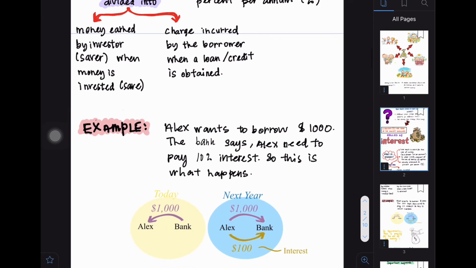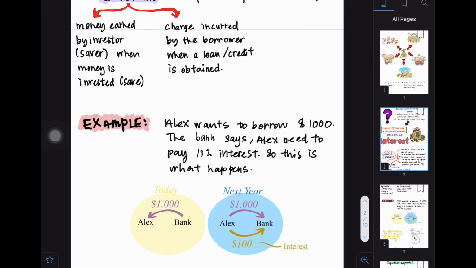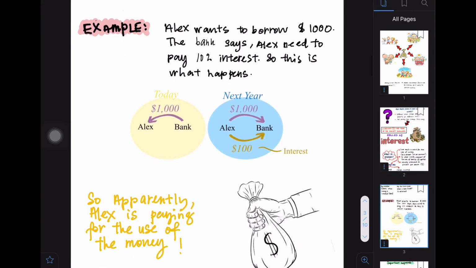So Alex wants to borrow $1,000, and the bank said that Alex needs to pay 10% of interest. So this is what happened. Today, Alex wants to borrow $1,000 from a bank. Let's say today is 22nd of October 2020. The bank will give Alex $1,000 because Alex wants to borrow $1,000 today.